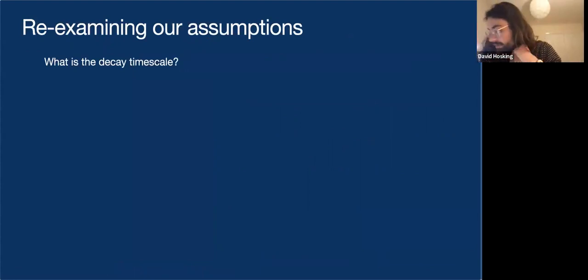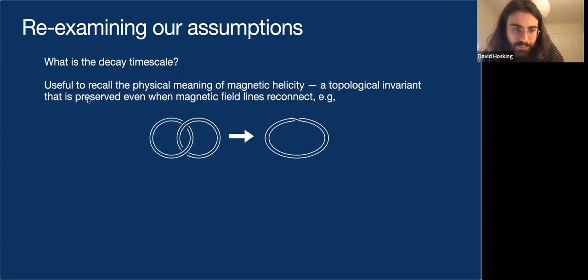So aside from the invariant, a second point that I think deserves closer examination is, what is the decay timescale? Before, I said, oh, well, it must be the Alfvénic timescale, as has historically been the case. But actually, that's not necessarily true.